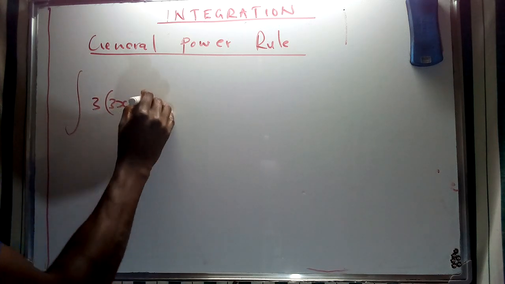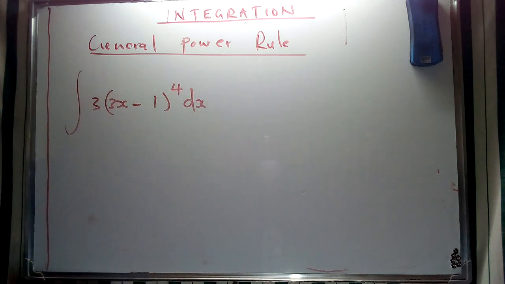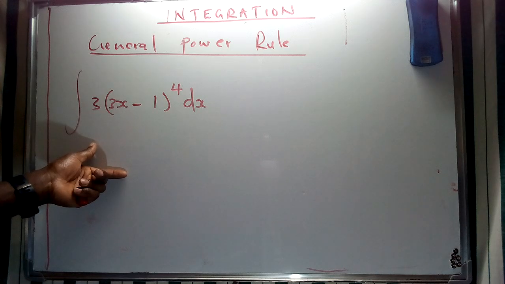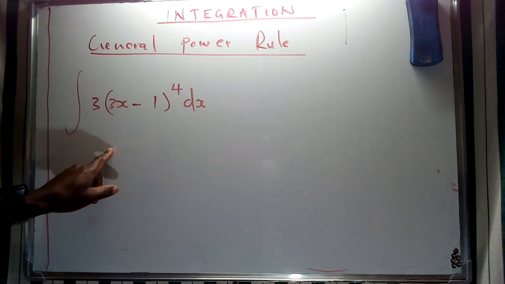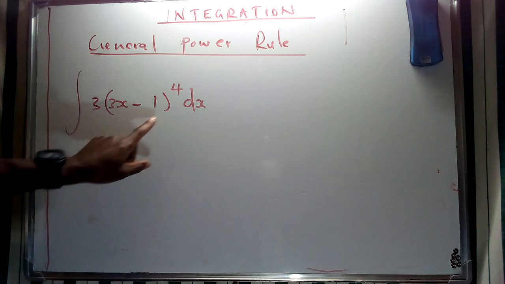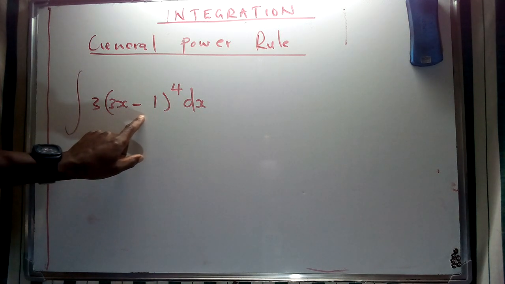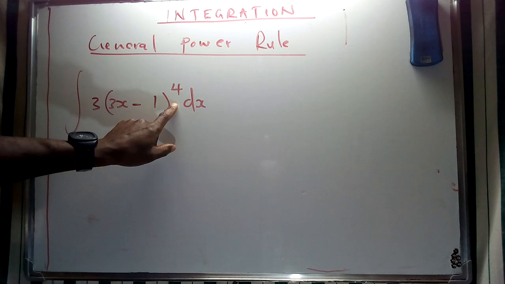This is the integral of (3x minus 1) to the power 4 dx. I'm going to use the general power rule and try to interpret this specific rule. Given such a function, we first identify a factor in the integrand that is raised to a power, which is 3x minus 1 raised to the power 4, and this is going to form our exponent.